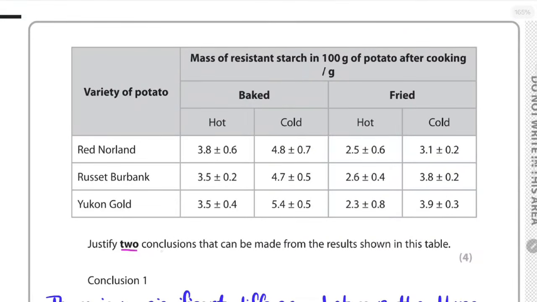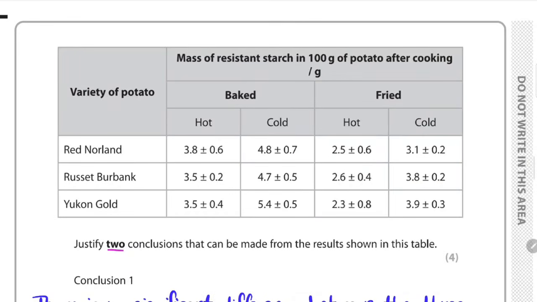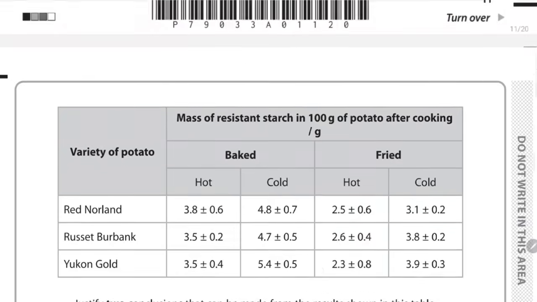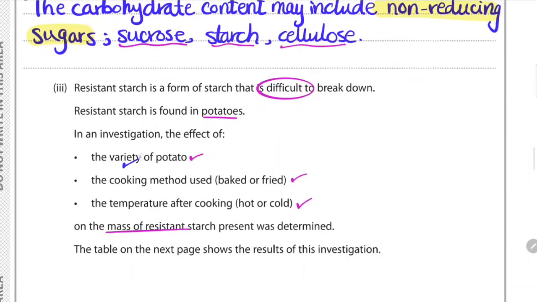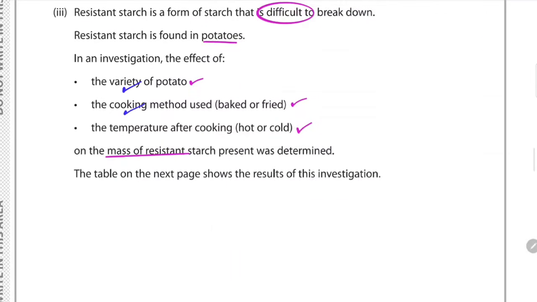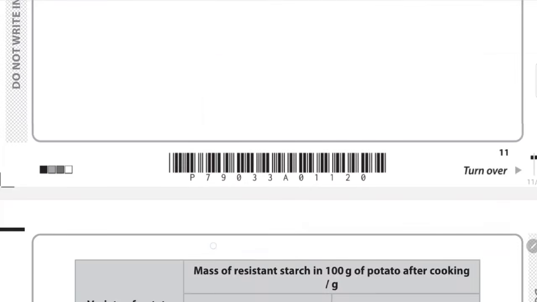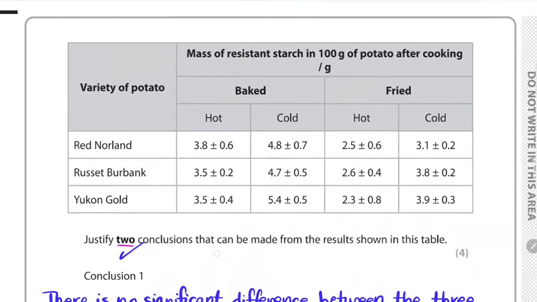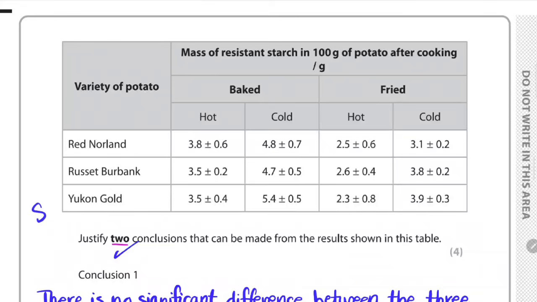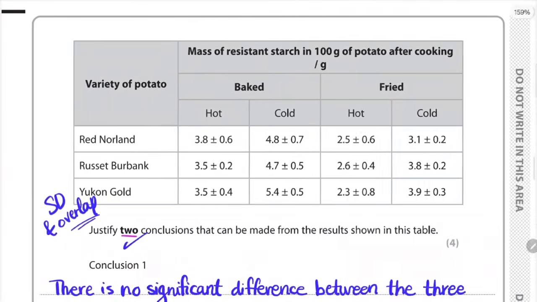justify two conclusions that can be made from the results shown in the table. I can actually get not only 2 conclusions, I can get 3. But for now, we have 2 conclusions, so that's what I'm going to do. My conclusions are going to be based on the variety, cooking method, and temperature if I want to add it, but we only have space for 2, so let's conclude for each one and give the justification. Justification, by the way, refers to using the standard deviation and overlapping idea. And this is how I justify the differences between them.